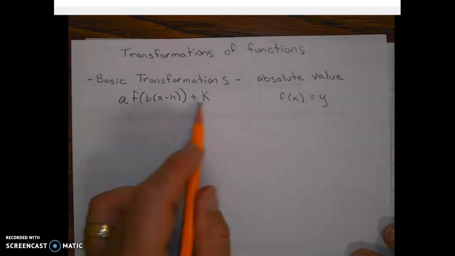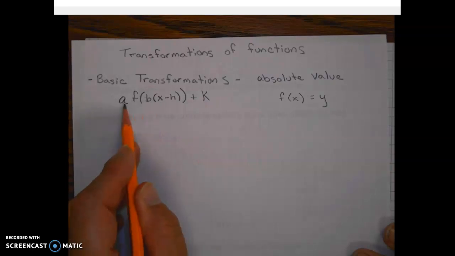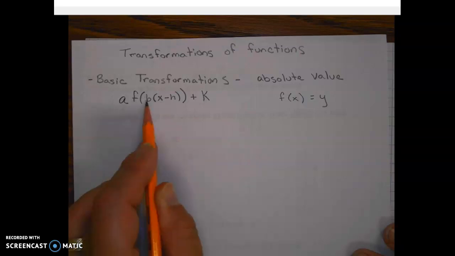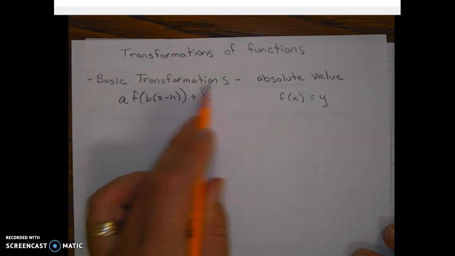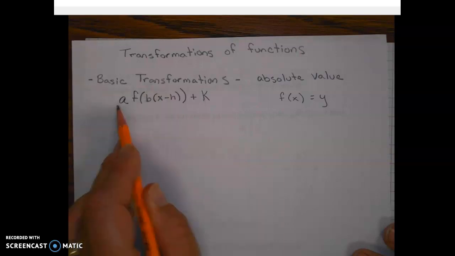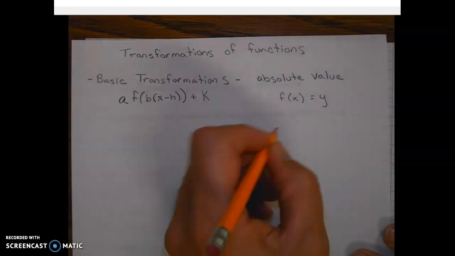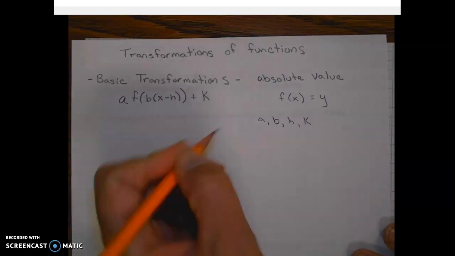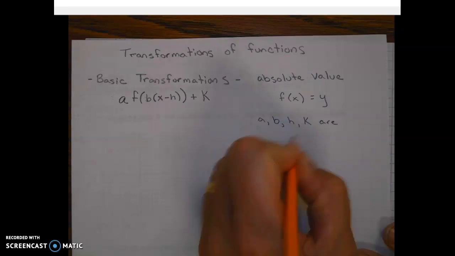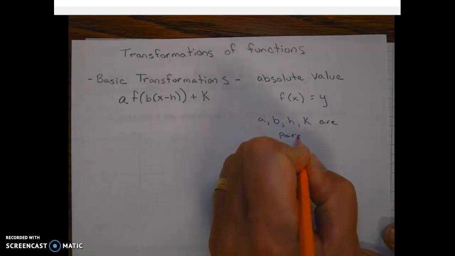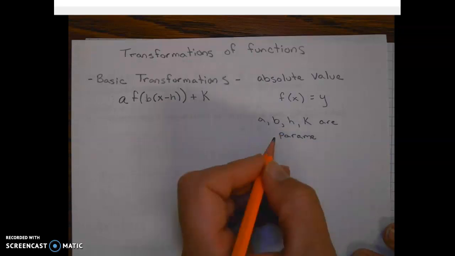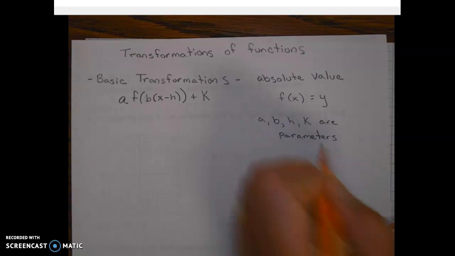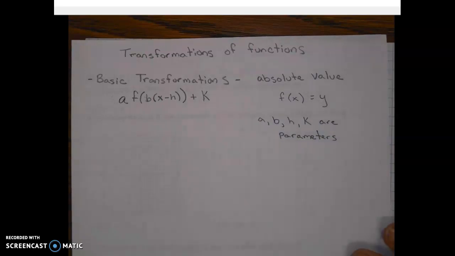Okay, so here we can see some variables. Here we have the f and the x, but we have these other variables that represent a transformation. These variables, a, b, h, and k, are known as parameters. A, b, h, and k are parameters. They control aspects of the absolute value function and its graph. So let's talk about what they do.